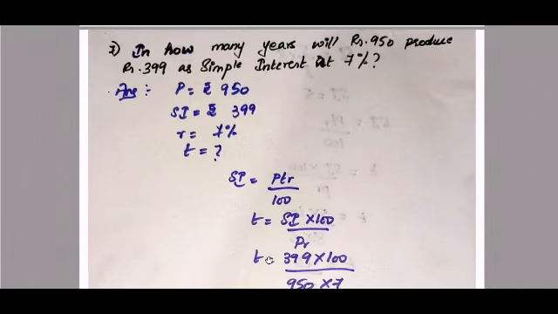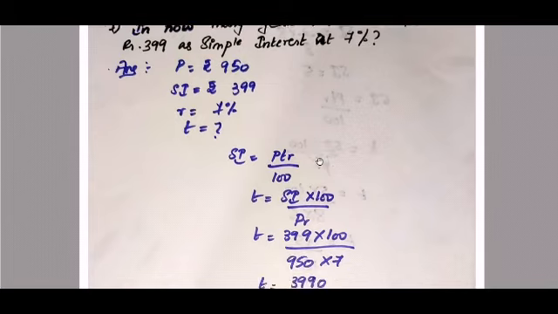Next question: in how many years will rupees 950 produce rupees 399 as simple interest at 7%? So till now we looked into problems for calculating the rate of interest. From now we are going to look into how to calculate time. They have given 950 as your principal amount, simple interest is 399 and the rate of interest is 7%. So the time is equal to question mark.